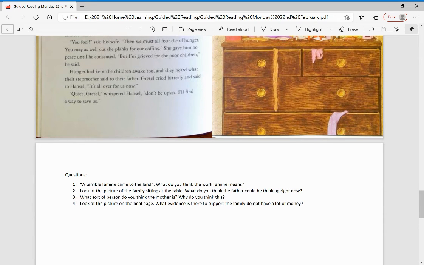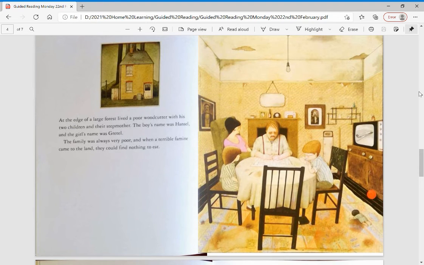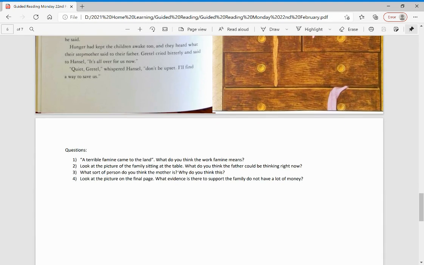Question number 2. Look at the picture of the family sitting at the table. What do you think the father could be thinking right now? So have a look at this picture up here. What is the father thinking? So you could maybe draw him into a thought bubble. What is he thinking?